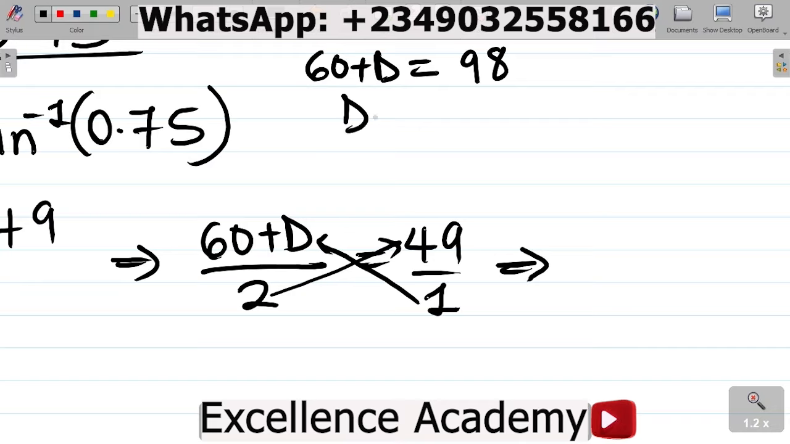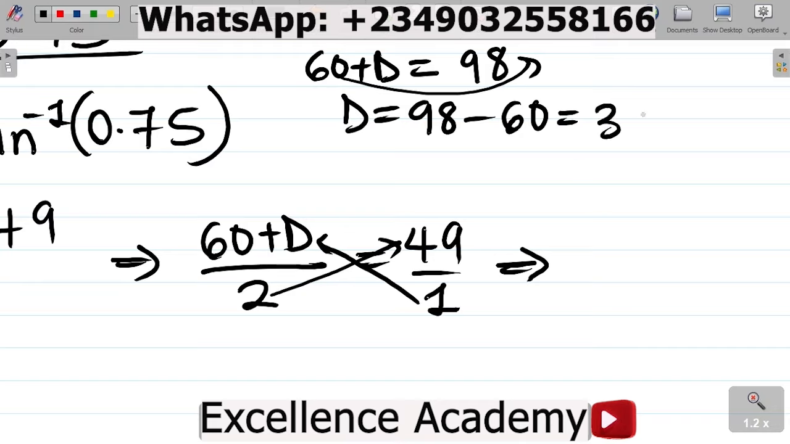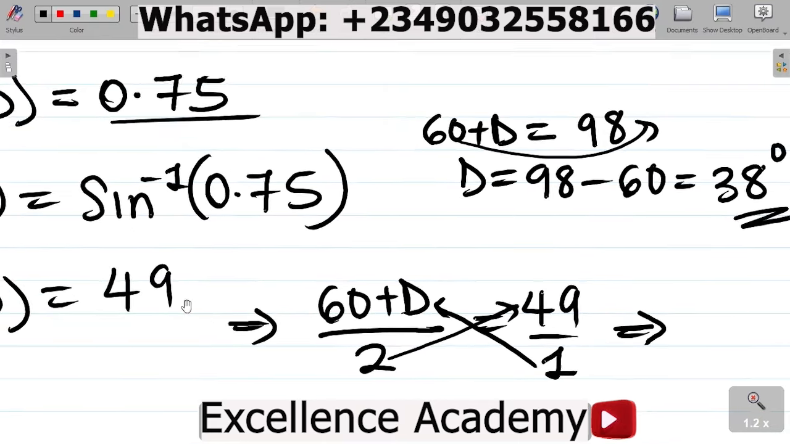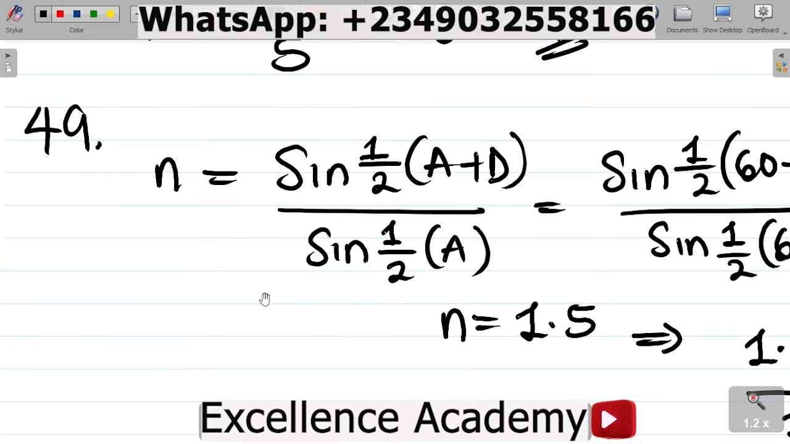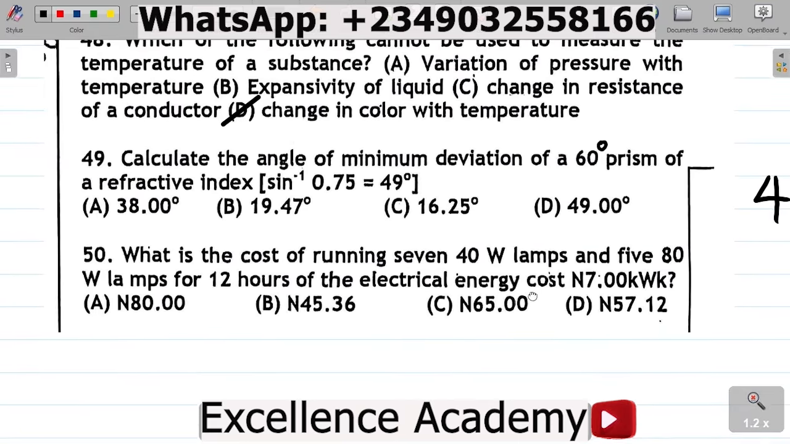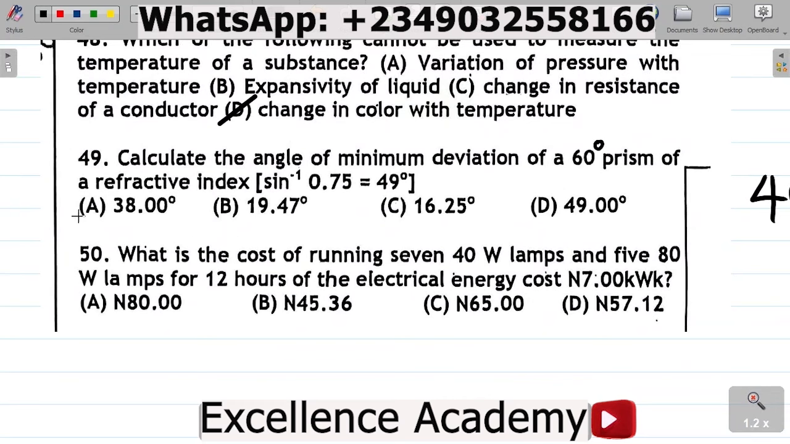That becomes 49 times 2, which is what there? 98. To get D, I'll move 60 over to this point here. Becomes 98, 60 becomes minus 60. So 98 minus 60 gives you 38. So that's the value of D. So D there is 38. And your answer should be in degrees, of course. That's the angle of deviation, 38 degrees. All right, let's see what option there. Option A, 38 degrees. You also want to know that this is a constant, just in case, all right? The value of D is usually 38 or something close to 38, 37.5 also.